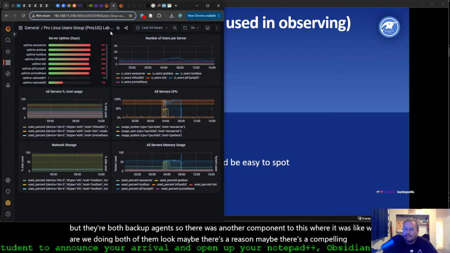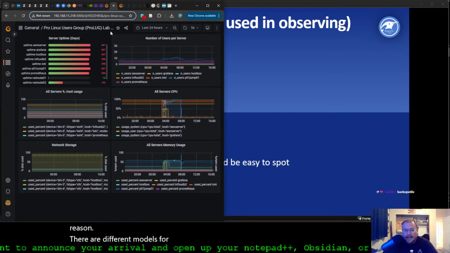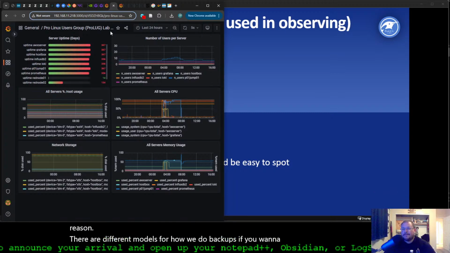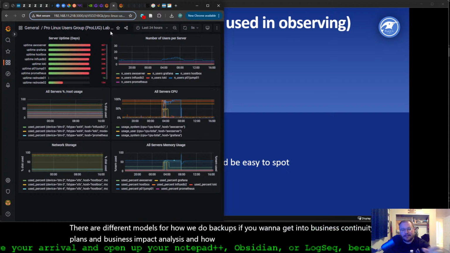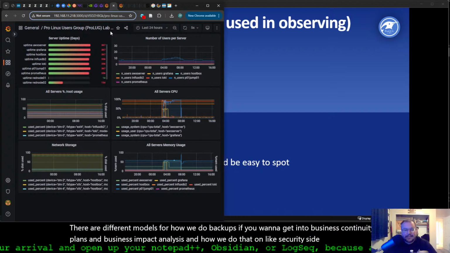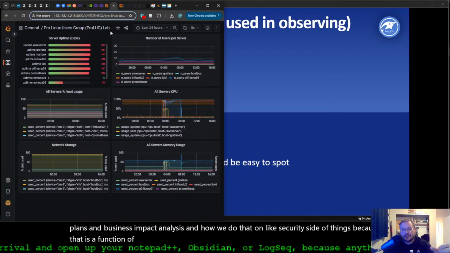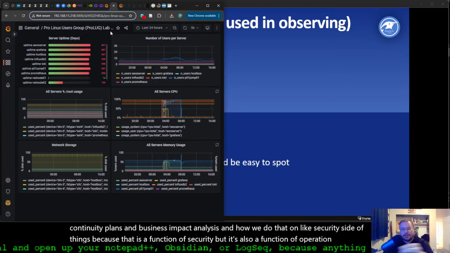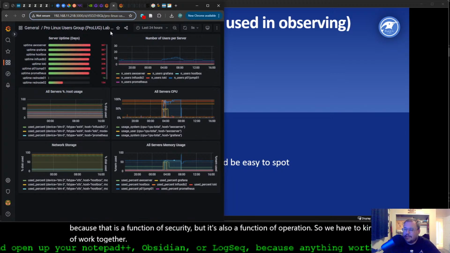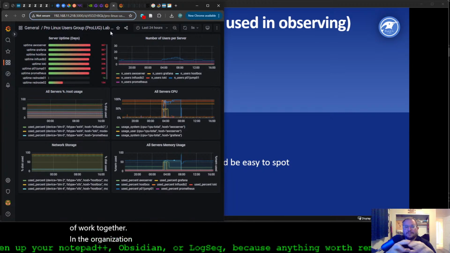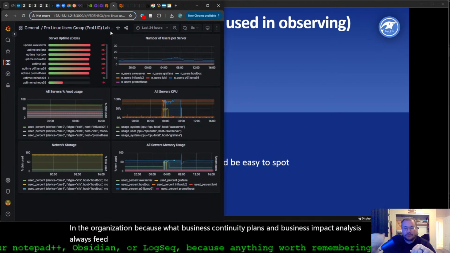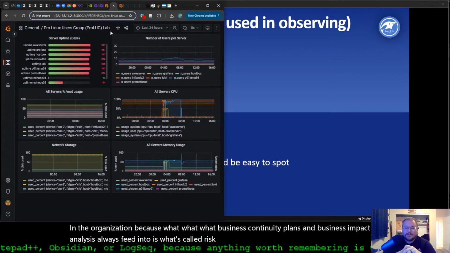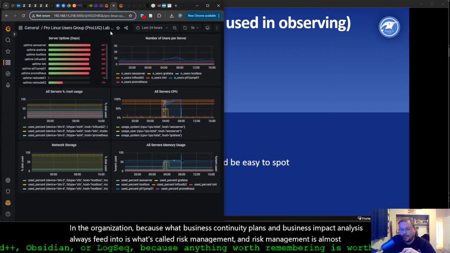There are different models for how we do backups. If you want to get into business continuity plans and business impact analysis and how we do that on a security side of things, because that is a function of security, but it's also a function of operations. So we have to work together in the organization, because business continuity plans and business impact analysis always feed into what's called risk management. And risk management is almost always a function of your security teams.